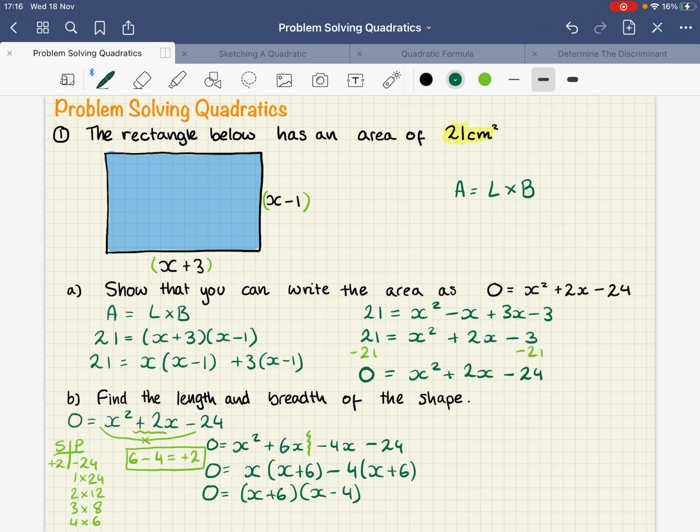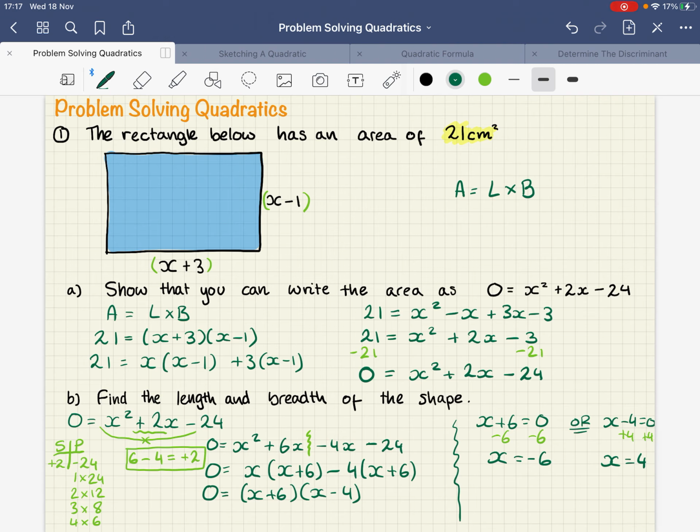And then using my knowledge of solving quadratics, once it's in the brackets, I want to just separate it up. So either x plus 6 equals 0 or x minus 4 equals 0. For the first one, I need to take away 6 on both sides, and for the second one I need to add 4 on both sides. So I'm going to end up with x equals minus 6 or x equals 4.